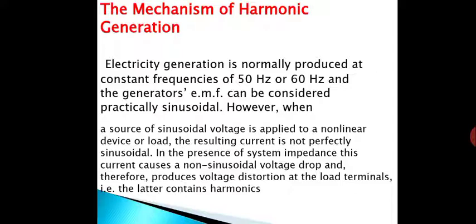So a source of sinusoidal voltage is applied to a non-linear device or load. The resulting current is not perfectly sinusoidal. In practice, due to the presence of system impedance, this current causes a non-sinusoidal voltage drop and therefore produces voltage distortion at the load terminals, so that voltage contains harmonics.